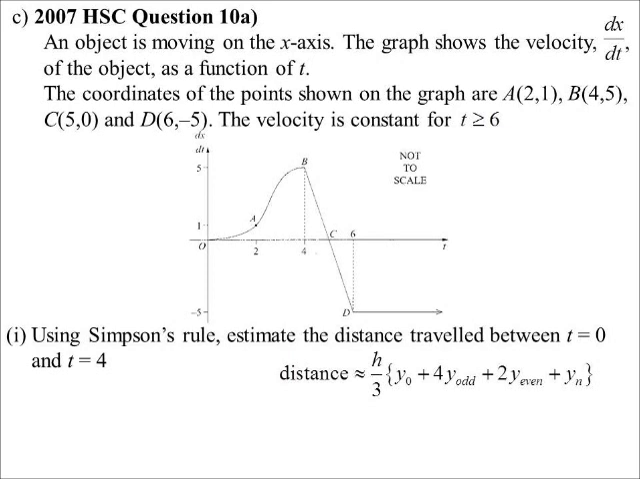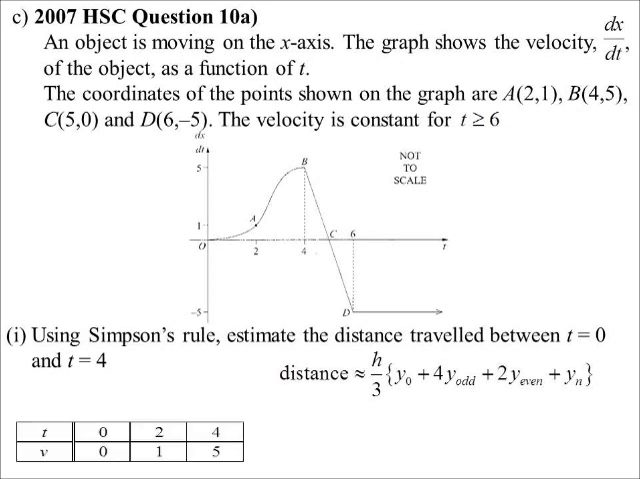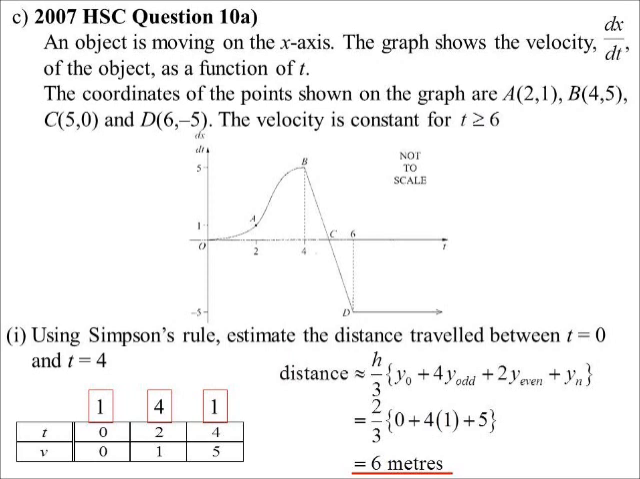Let's draw up a table of values. We've only got 3 values we can work with. We know 0, 0, 2, 1, and 4, 5. So it'll be 1 times the end one, and just 4 times the middle one, and we haven't got any other ones to work with. So subbing that in, the distance between my values here is 2, so it'll be 2/3, 0 plus 4 plus 5, so we get 6 metres.